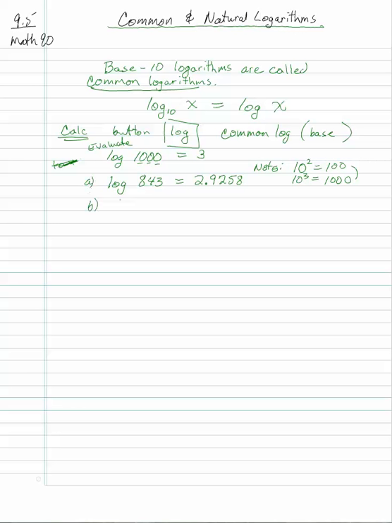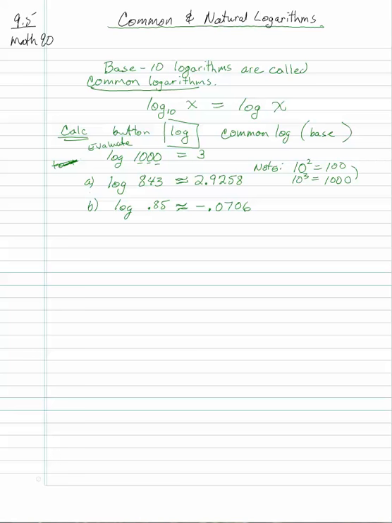Okay, let's try another one. Log of, say, 0.85. So log 0.85 is negative 0.07058, so about negative 0.0706. And these should be squiggly, approximately, right? Because we're rounding. Okay, so make sure you know that.